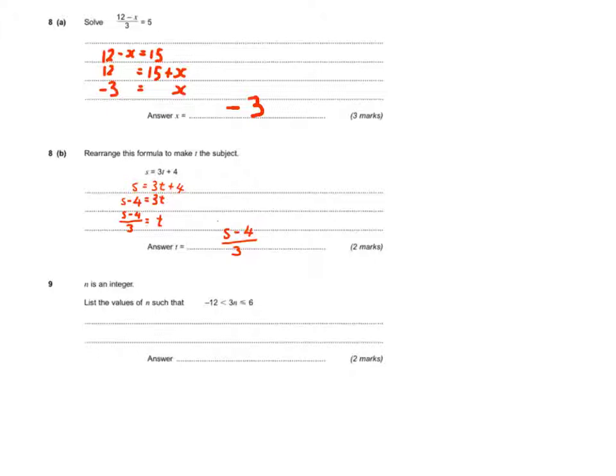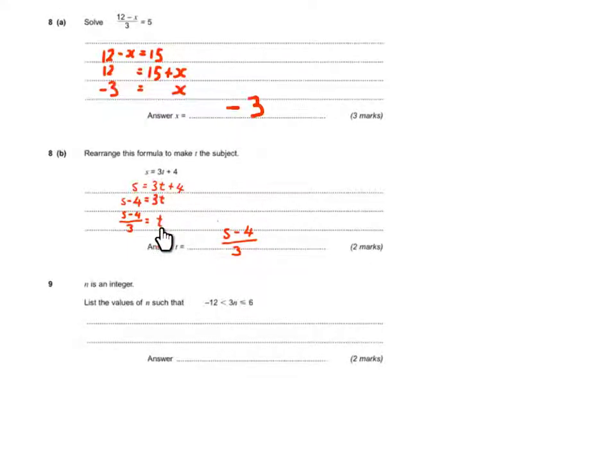Question B. Rearrange the formula to make t the subject. So I'm starting with s equals 3t plus 4. I'm trying to get the t on its own, so I've taken away 4 from both sides. S minus 4 equals the 3t on its own.